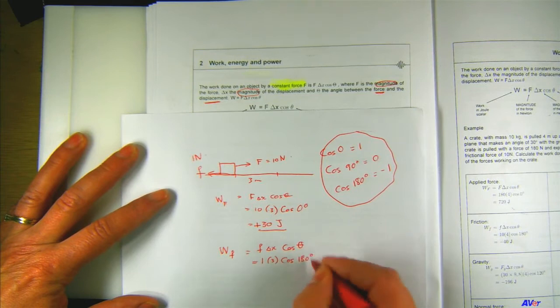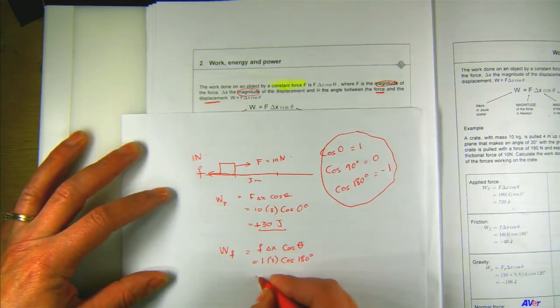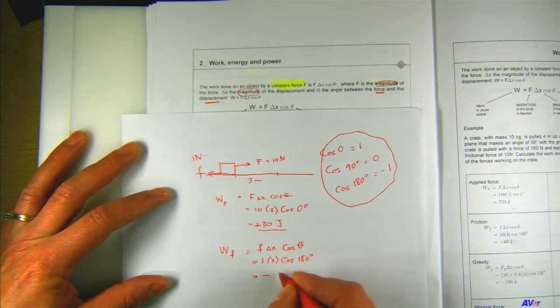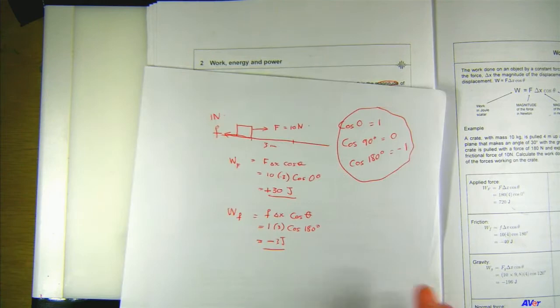And what do we know about cos 180? It's just minus 1. So this will end up as minus 3 joule. Right, what is the minus? It does not mean in the opposite direction. It means this force is removing 3 joule of energy from the system. Is that right? No. Good.